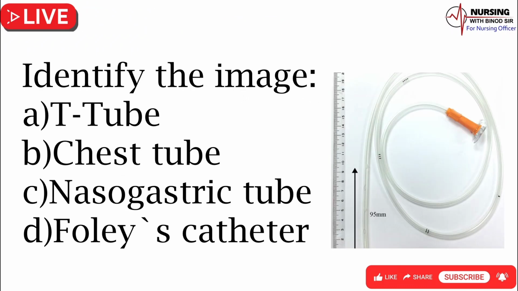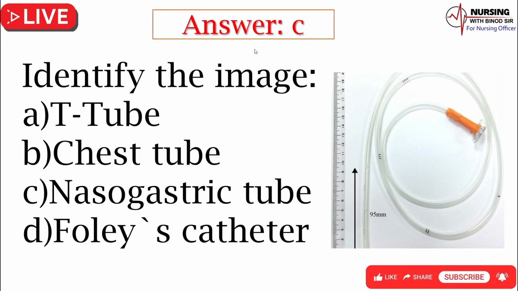Identify the image. A. T-tube. B. Chest tube. C. Nasogastric tube. D. Foley's catheter. The correct answer is C option, that is nasogastric (NG) tube. Explanation. A nasogastric (NG) tube is a medical device inserted through the nose into the stomach.